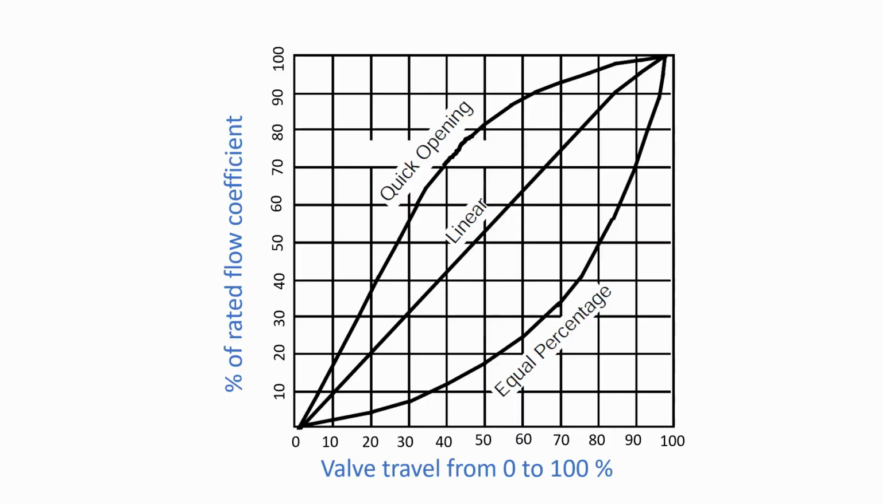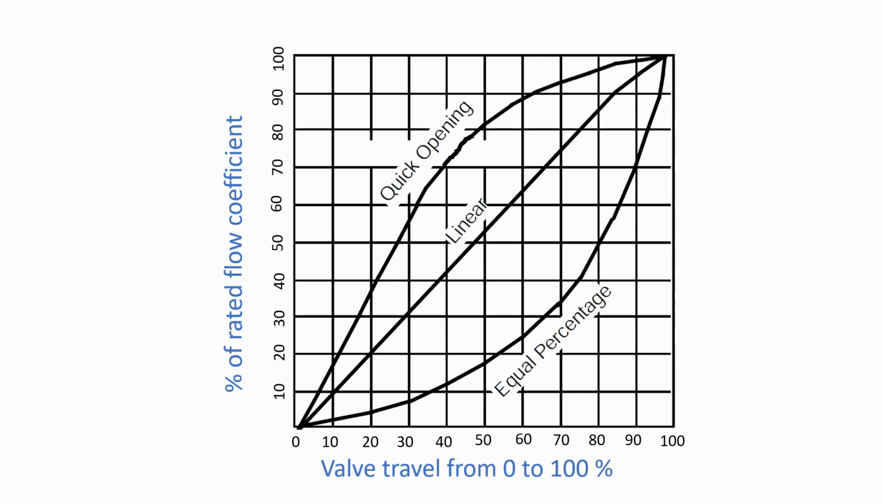So you can see over here, this is the graph which represents the valve travel from 0 to 100% on the x-axis, and 0 to 100% of rated flow coefficient on the y-axis. This is a basic ideal graph of quick opening, linear and equal percentage characteristics. You would have studied this in your engineering, and this is basically an ideal graph.